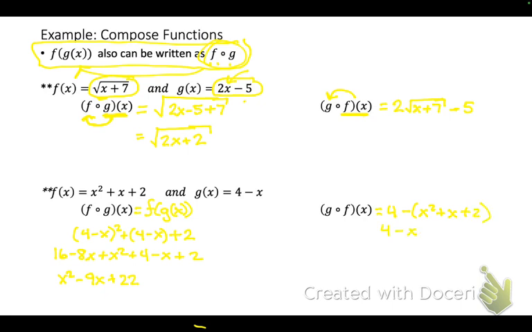What did you get? 22. Well, we have to do the other one. Oh, I got it right. Apparently, I can't add. I'm not for sure.